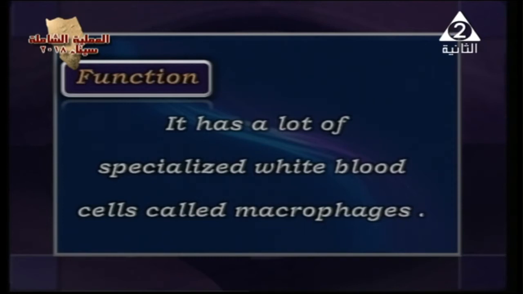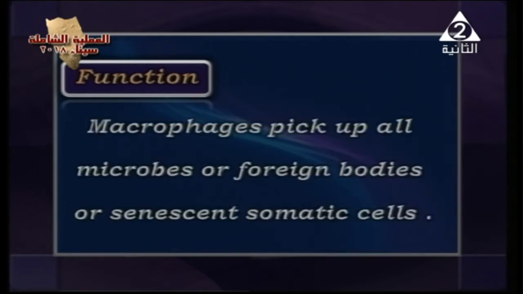The bone marrow has an important role in manufacturing RBCs, white blood cells, and blood platelets, okay? But this spleen is specialized for making the specialized white blood cells. After that, I'm going to give you their information and details. They are called what? Macrophages, okay? Remember that, macrophages. The macrophages pick up all microbes or foreign bodies inside the body, or any somatic cells that are very old, the senescent somatic cells. We don't need them anymore.